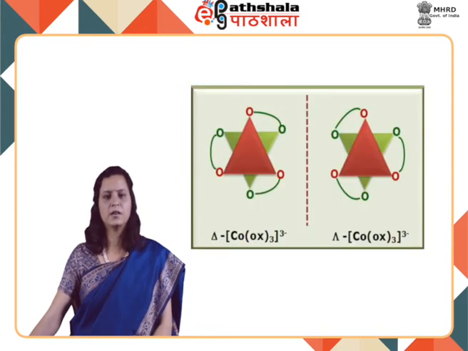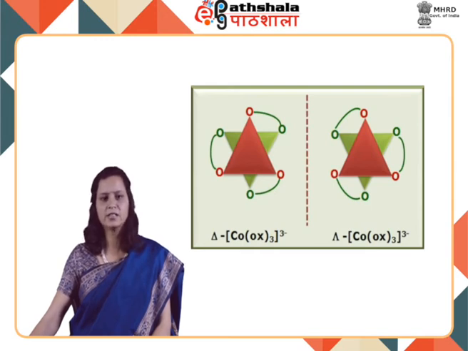Another example is the tris oxalato cobalt complex. In the left isomer, the movement of the backbone from the upper triangle to the lower one is in a clockwise direction. So, this isomer is the right-handed isomer and the prefix for this isomer is delta. However, for the isomer on the right side of the figure, the movement of the backbone from the upper triangle to the lower one is in a counterclockwise direction. So, this isomer is the left-handed isomer and the prefix for this isomer is lambda.